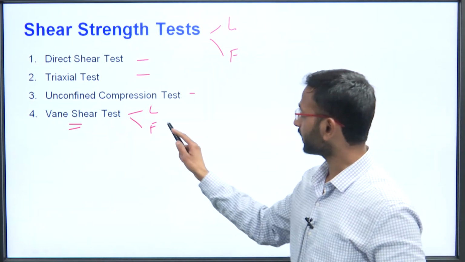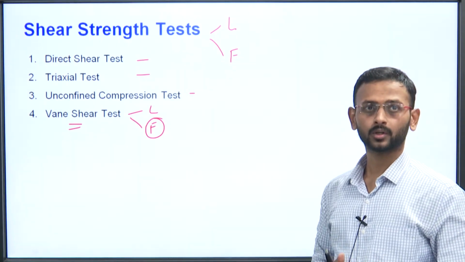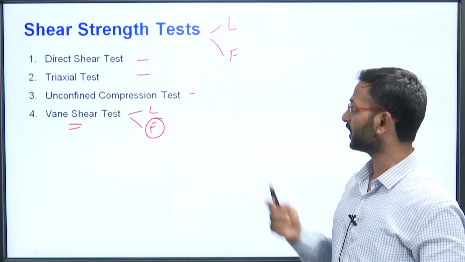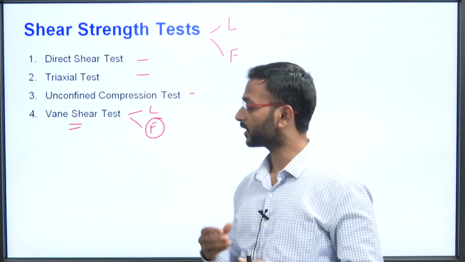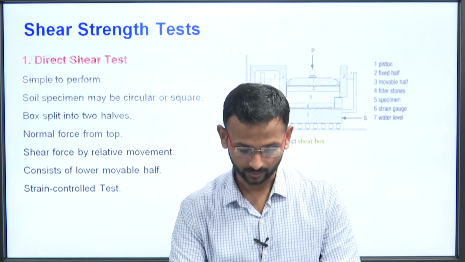So there are other field tests also, let us say the SPT number, the standard penetration test, or the CPT number, the cone penetration test. So there are different tests which are there for measuring the shear strength.